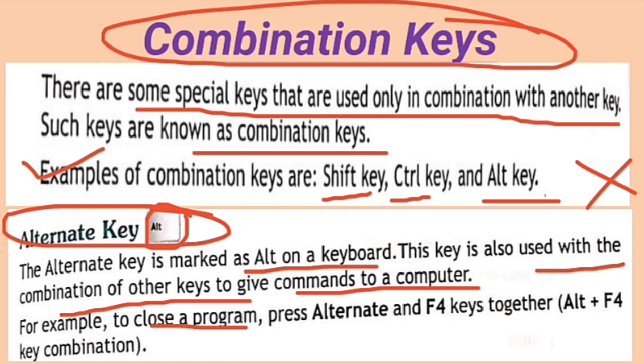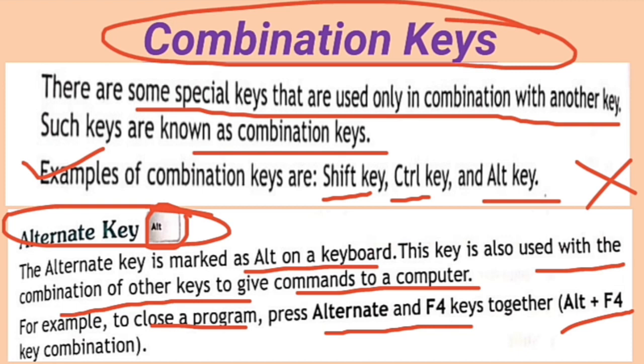But if our mouse is not working, or we don't want to use the mouse, then what will we do? We will simply press the Alt key and F4 key together. We press the Alt plus F4 key combination and our program will be closed.